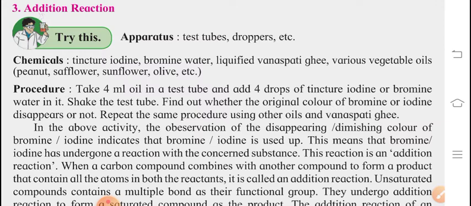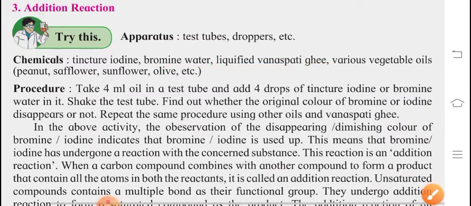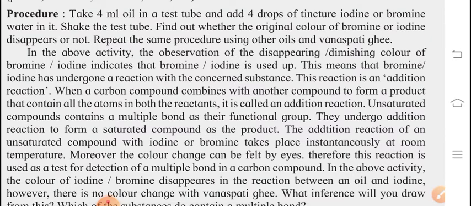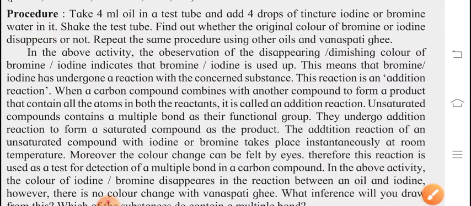As we have seen in the video, I have shown you tincture iodine, bromine water, liquefied vanaspati ghee and vegetable oils also. Now the procedure is: take 4 ml oil in a test tube and add 4 drops of tincture iodine or bromine water in it. Shake the test tube, and find out whether the original color of bromine or iodine disappears or not. Repeat the same procedure using other oils and vanaspati ghee.